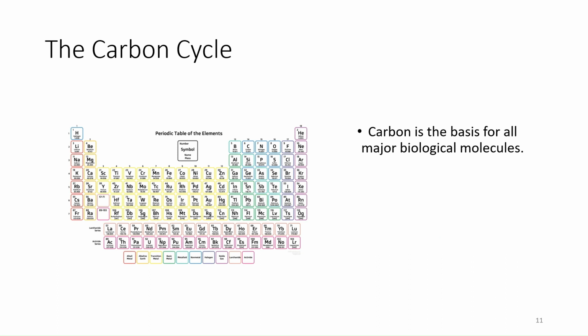One of the important molecules that we have to analyze in these redox reactions and in biogeochemical cycling is carbon. Carbon is the basis for all major biological molecules, whether it be fats, DNA, carbohydrates, et cetera. Carbon has, as we can see, 6 protons denoted in the upper right corner, and that's what defines carbon as being such.